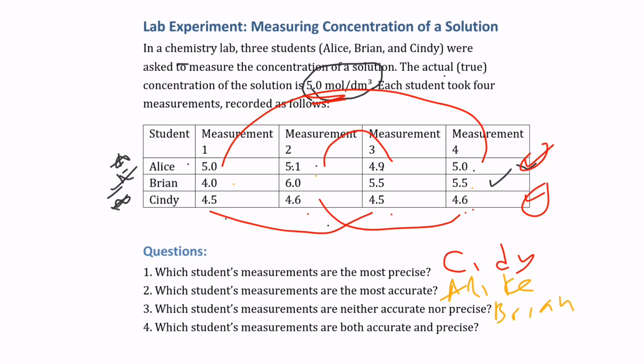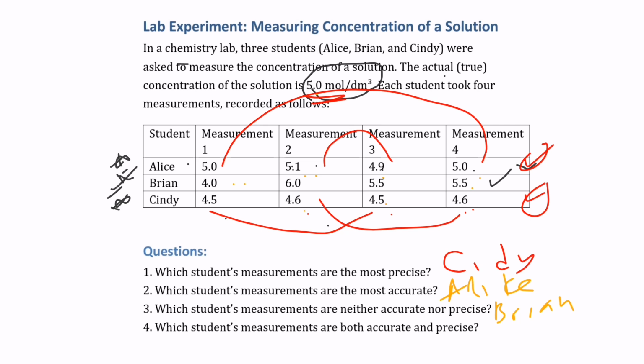So the last one, which students' measurement are both accurate and precise? Which one of them? When you look at which one is both accurate and precise, 4.0, 6.0, 5.0 is not even closer, not even accurate. Cindy 4.5, 4.6, 4.5, even though Cindy is precise but not accurate. Accurate is 5.0. When you look at Cindy 4.5, 4.6, 4.5, 4.6.